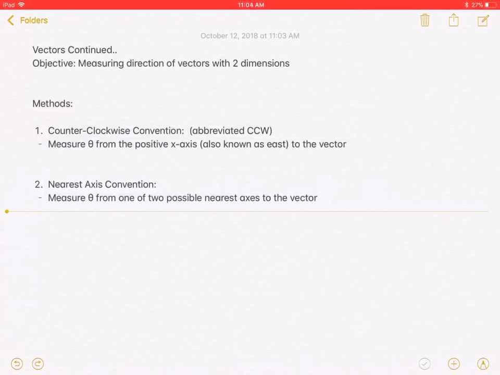So there's two different conventions in physics in which we measure angles, or theta. We'll talk about both methods and do an example. So method one, we call the counterclockwise convention. That is abbreviated as CCW. So sometimes you'll see positive CCW. What that means is that theta, the angle, is measured from the positive x-axis, or east. It's sometimes referred to as the east convention. So theta, the angle, is measured from the positive x-axis to the vector.